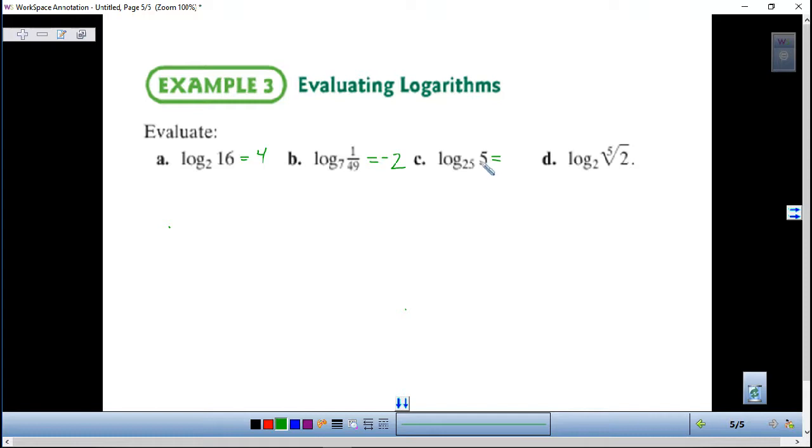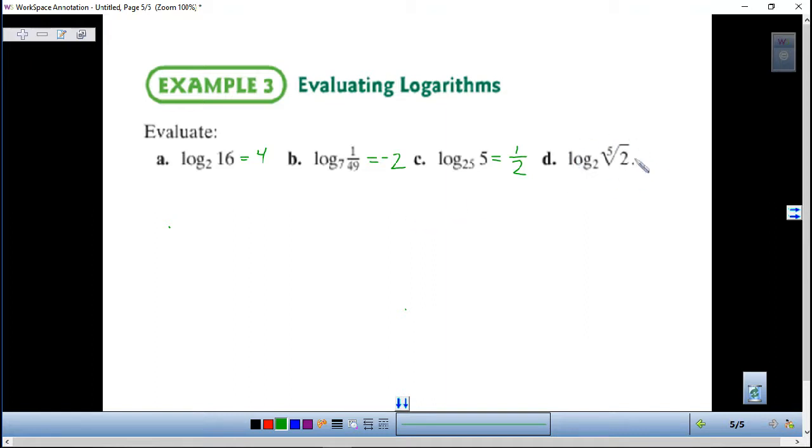What fraction means to take the square root? Well, the exponent 1/2 means that you're going to take the square root of something. So that's where that answer comes in.